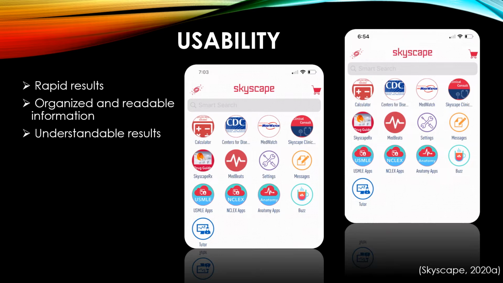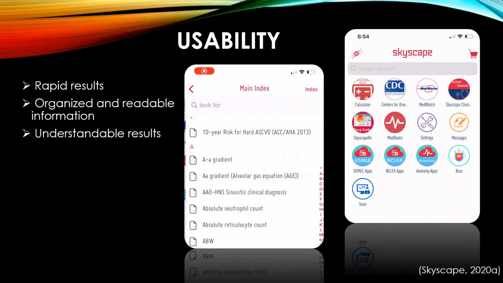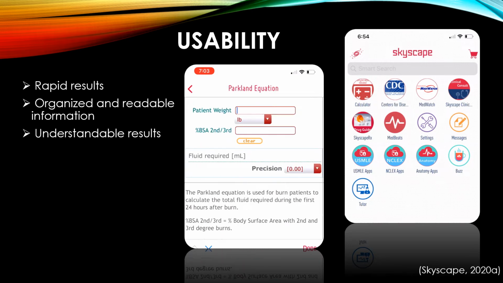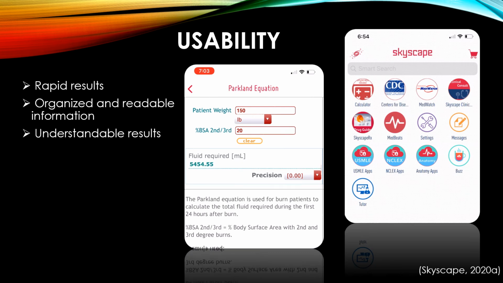As a demonstration, I have inserted videos of myself navigating Skyscape Medical Library. The first demonstration is on using the medical calculator. For example, a nurse has a 150-pound patient suffering from 20% second and third degree burns. She would like to know if her calculation on fluid resuscitation is accurate. She clicks Calculator, then types burns, chooses Burns Fluids Parkland, and types in the patient's weight and percentage of burn body surface area. The fluid required is now calculated in milliliters.